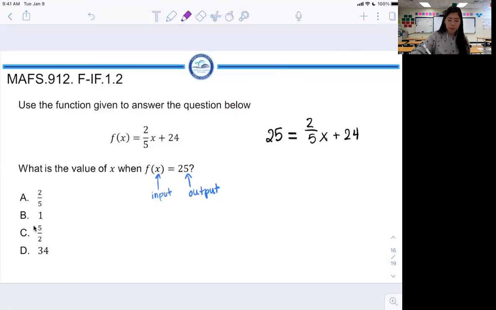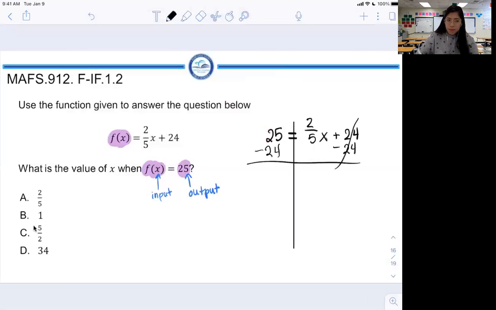Look at what did I do? I replaced f(x) with 25 because it's telling me that f(x) equals 25. All I did was replace f(x) with 25. And now I can solve for x. So let's solve for x. First things first, what do I do? Minus 24. What's 25 minus 24? 1.